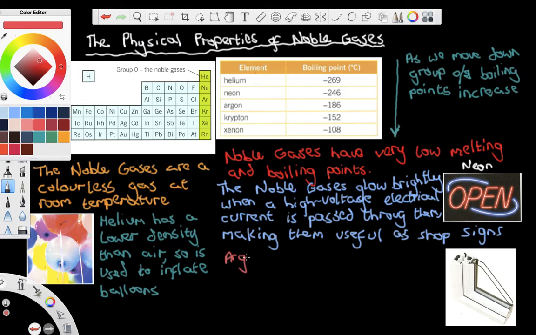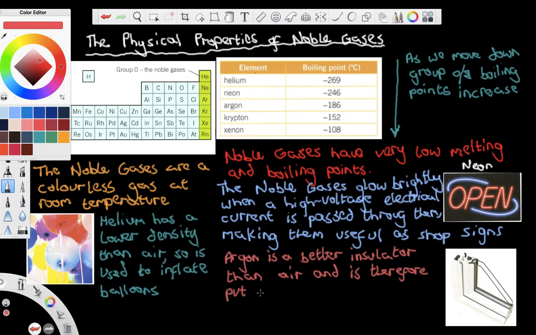So argon is a better insulator than air, and is therefore put in the gap between glass in double glazed windows.